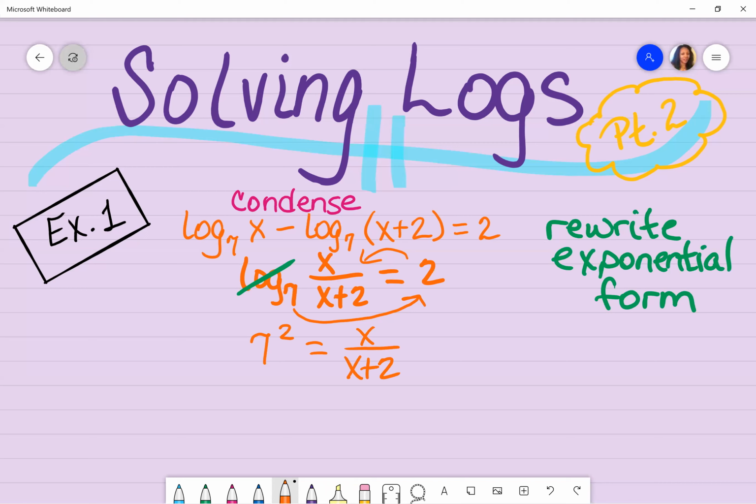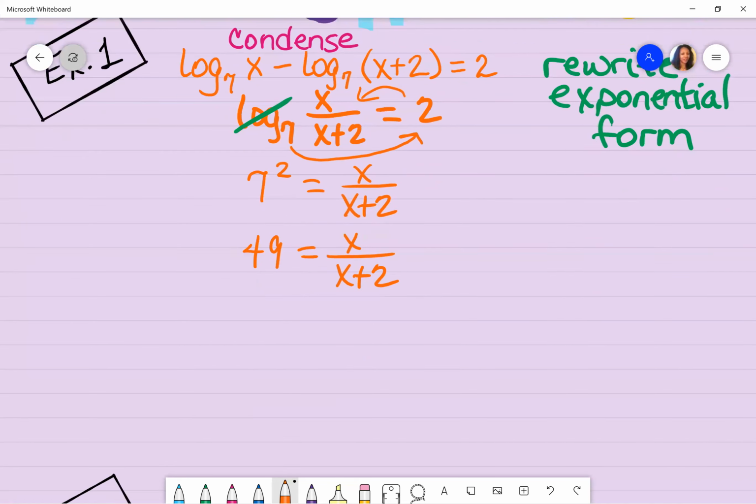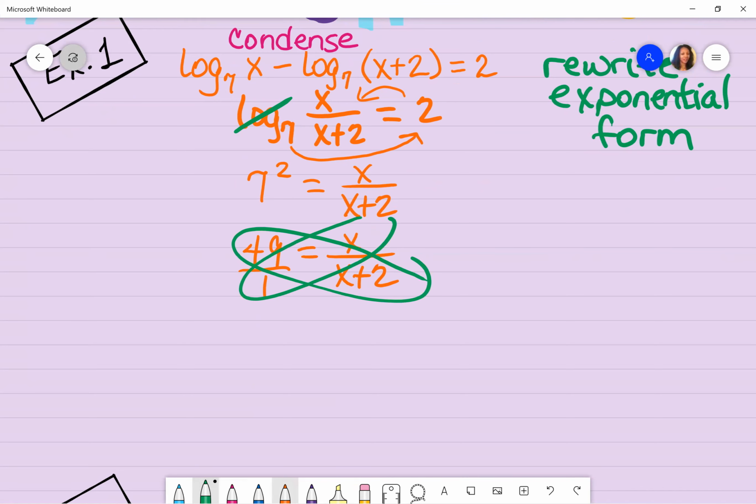7 squared is really 49, so we will simplify that. 49 is equal to x divided by x plus 2. And if you ever see a fraction equal to a whole number, make that whole number a fraction just by putting it over 1. And now what I would do is cross multiply and simplify. That is simply x is equal to, and when you're cross multiplying, pay attention. If you have an expression, you're going to have to distribute it to everything. So that will be 49 times x, which is 49x, and then plus 49 times 2, which is 98.